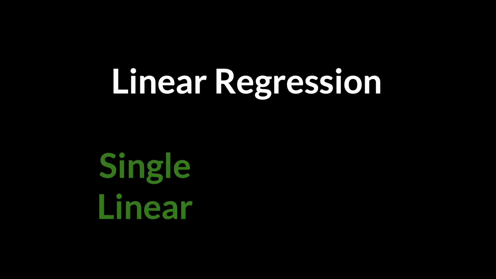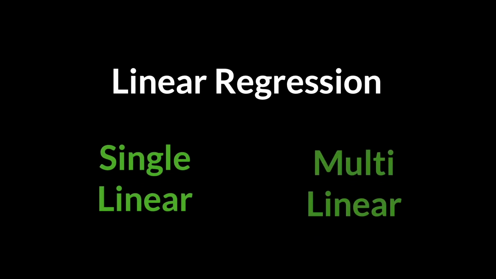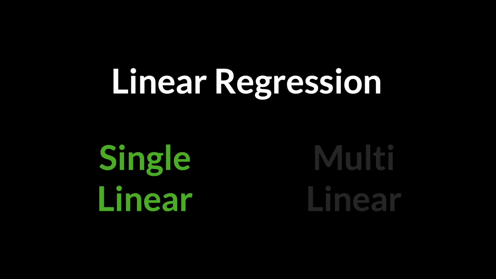Linear regression can be of 2 types, single and multilinear. And for the sake of understanding the fundamental concepts, we're going to focus on single linear regression. The word regression means to find a relationship, and when you add the word linear to it, you're trying to find a relationship that is straight in line between 2 quantities.